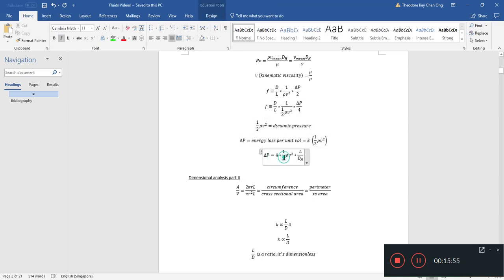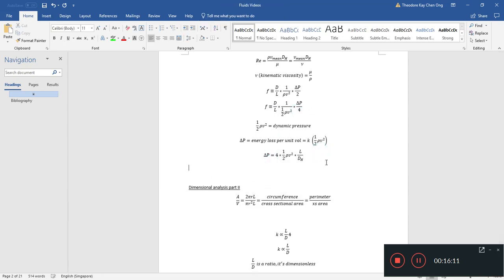4 times half rho V squared, L over dH. Any more? So this is moved over, this is moved over, this is moved over. All that's left is delta P. So delta P is done. And of course the fanning friction factor is on the right hand side.